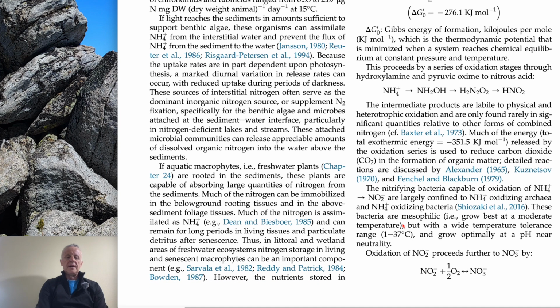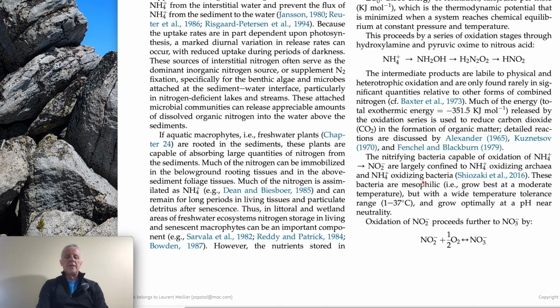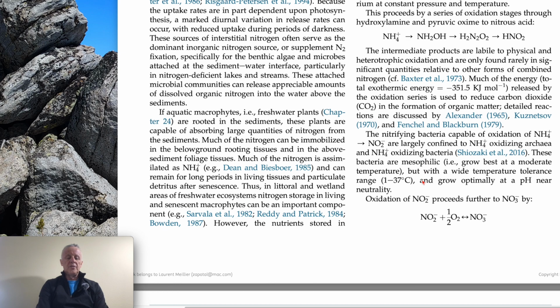The nitrifying bacteria capable of oxidation of ammonium to nitrite are largely confined to ammonium oxidizing archaea and ammonium oxidizing bacteria. The intermediate products are labile to physical and heterotrophic oxidation and are only found rarely in significant quantities relative to other forms of combined nitrogen. Much of the energy, total exothermic energy of minus 351.5 kilojoule per mole, released by the oxidation series is used to reduce carbon dioxide, CO2, in the formation of organic matter. Detailed reactions are discussed by these authors.